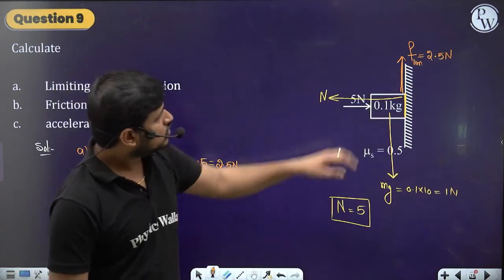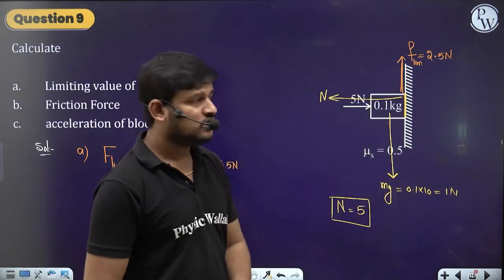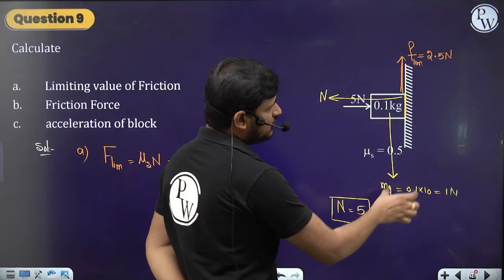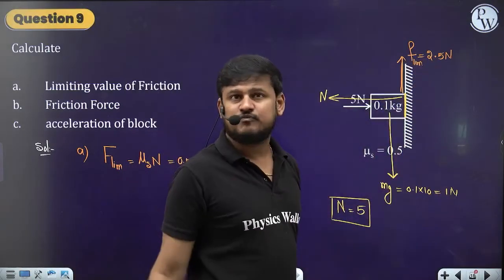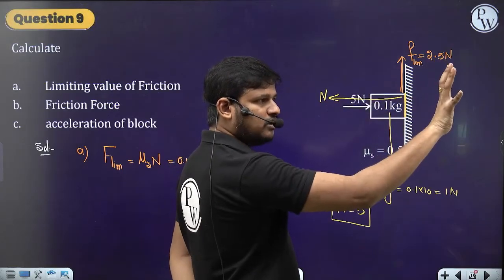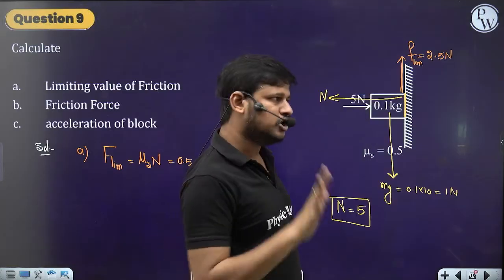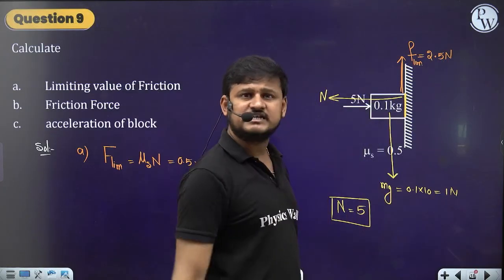Yes or no? So then what is the weight? 1 newton. So the weight is 1 newton, and 2.5 newtons is acting upwards. So if you are pressing the object against the wall, is there any possibility to move it up? You are just directly pressing it against the wall.